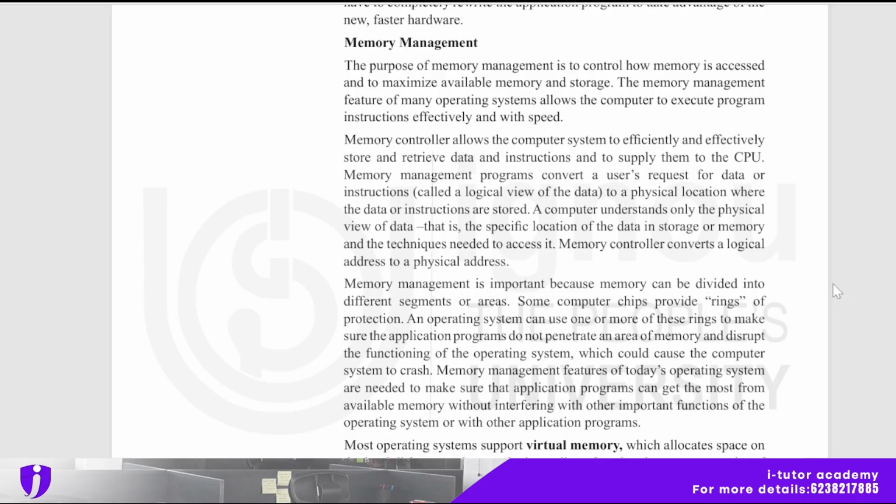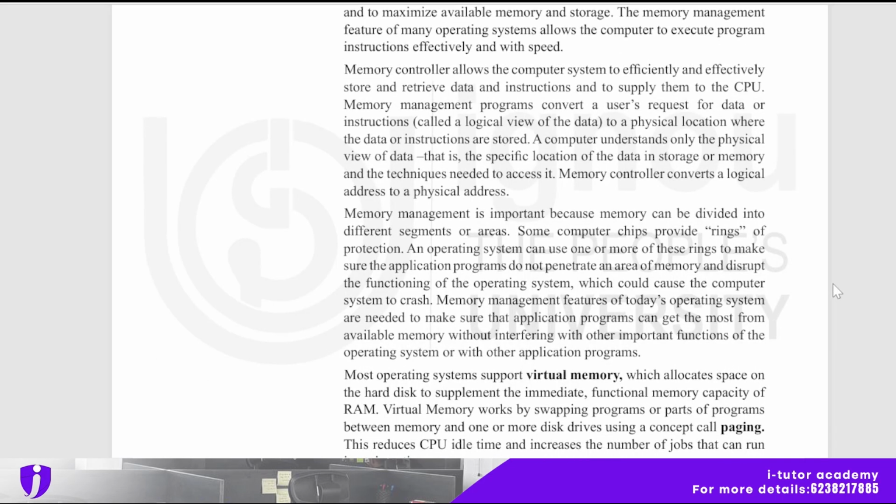with speed. The memory controller allows the computer system to efficiently and effectively store and retrieve data and instructions and to supply them to the CPU. Memory management programs convert a user request for data or instructions to a physical location where the data or instructions are stored. Most operating systems support virtual memory, which allocates space on the hard disk to supplement the immediate functional memory capacity of RAM.